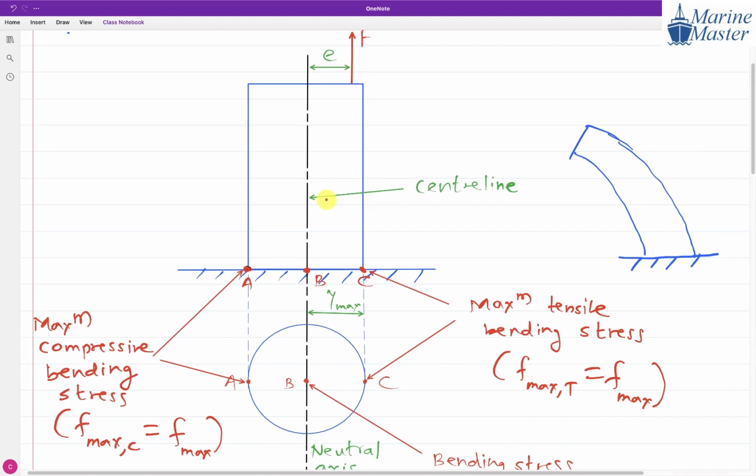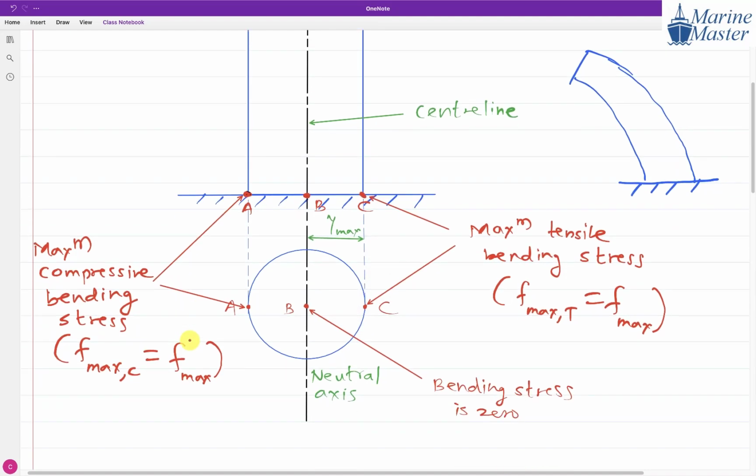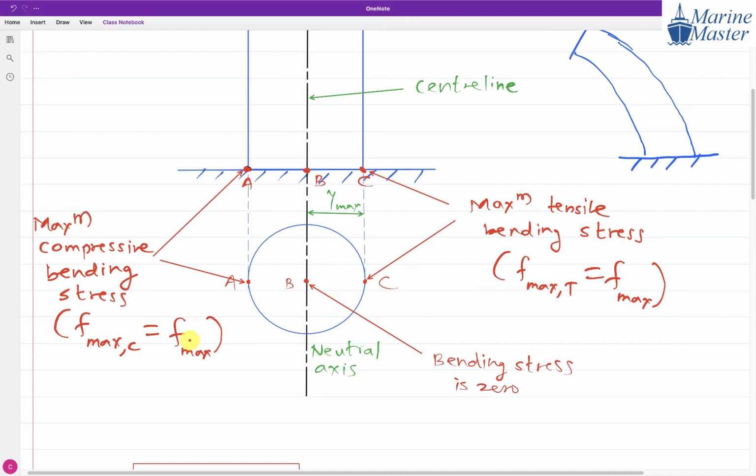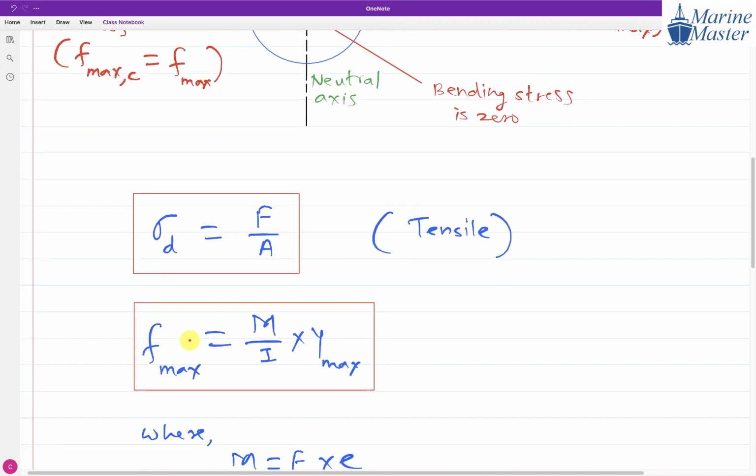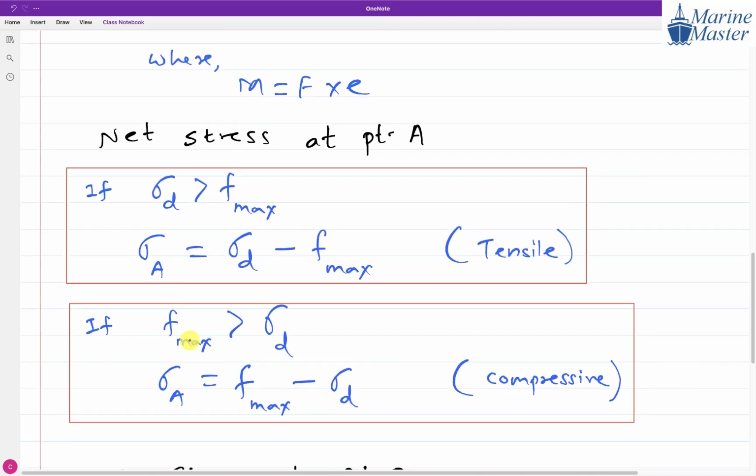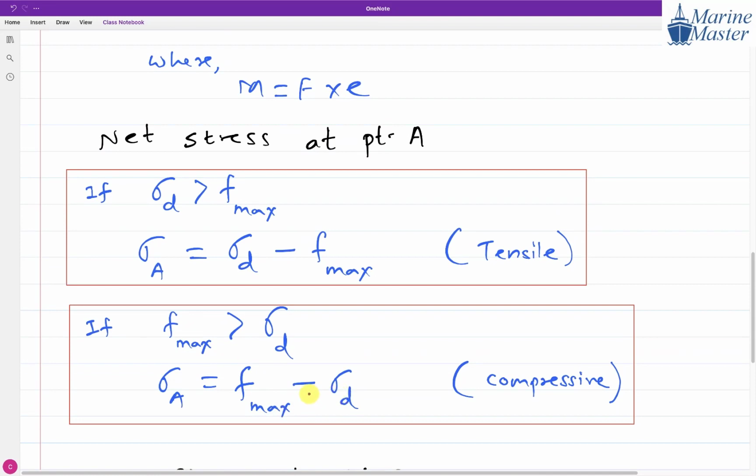Sir, just like at point A, where the bending stress F max is greater than your direct stress, sigma D. Yeah, sigma D. So in that case, sir, if your F max is greater than your sigma D, then the deformation will be the same as it is shown over there. Don't worry about the stresses, sir. I will tell you.